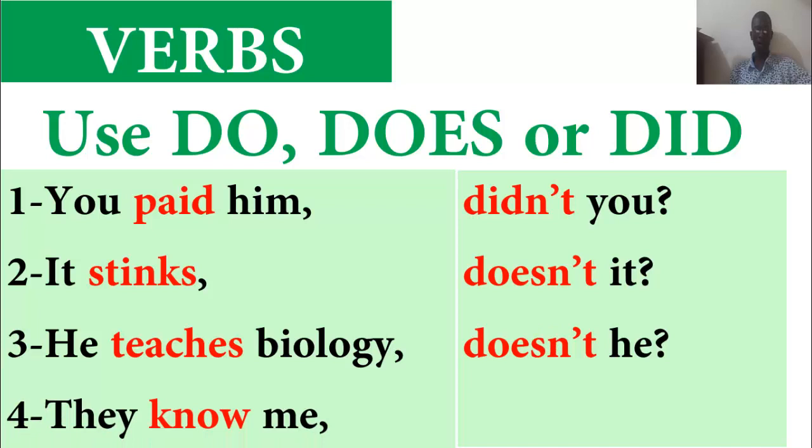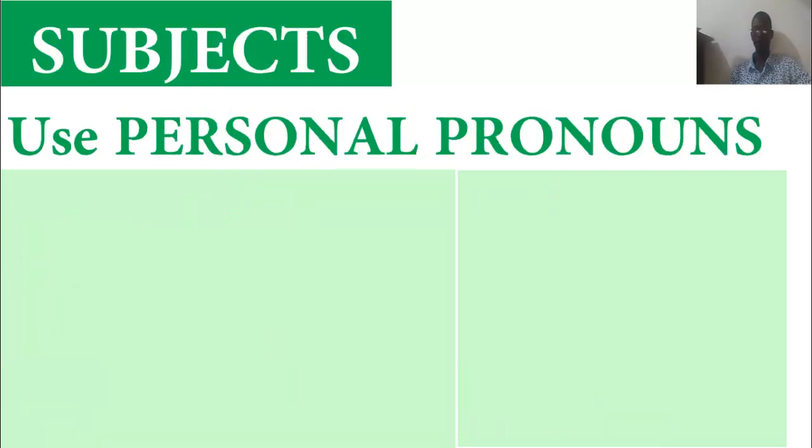Number 4, they know me. Ils me connaissent. Know also is not auxiliary. So the equivalent of know is do. Because we say they do. We don't say they does. Simple present, so don't they. So it's very important, the choice of the verb.